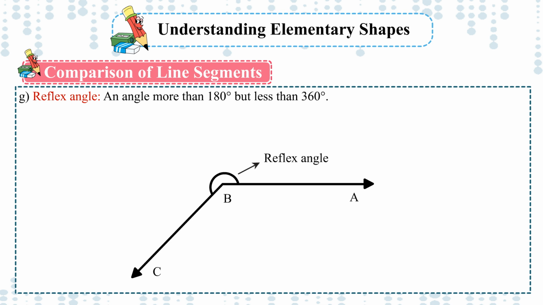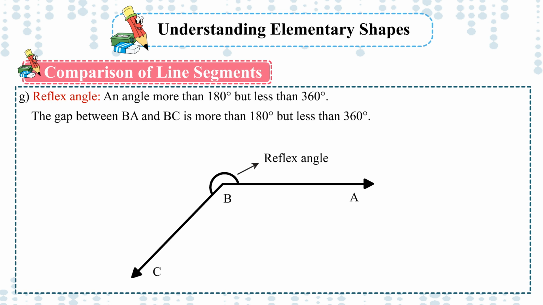G. Reflex angle. An angle more than 180 degrees but less than 360 degrees. The gap between BA and BC is more than 180 degrees but less than 360 degrees.